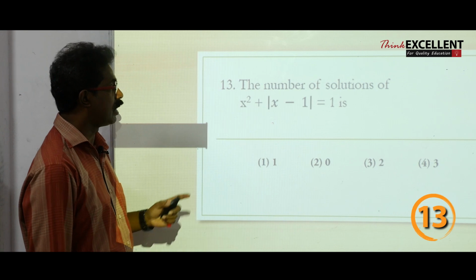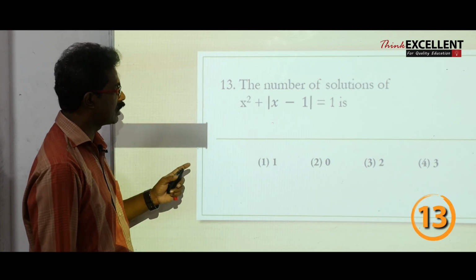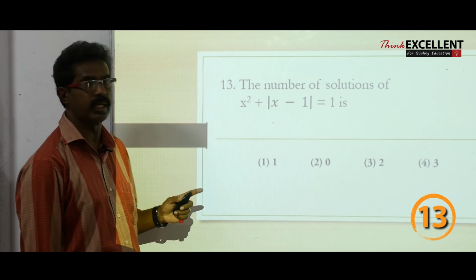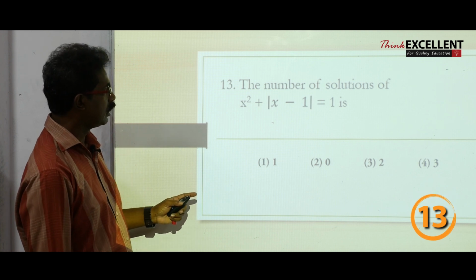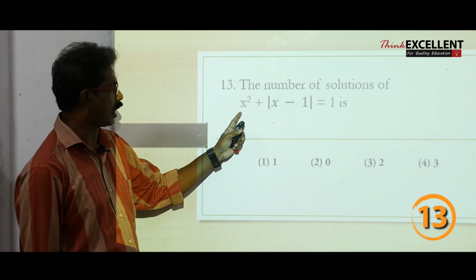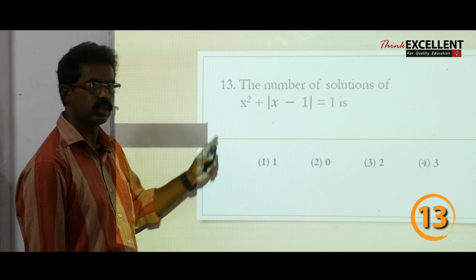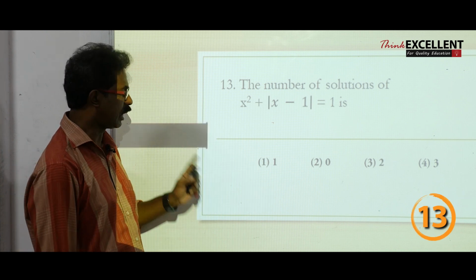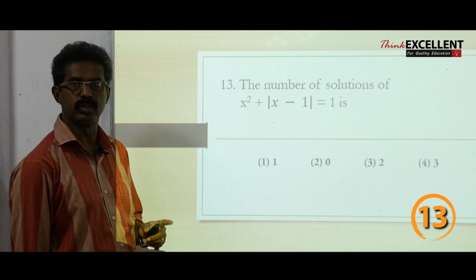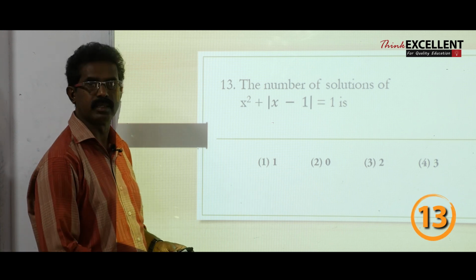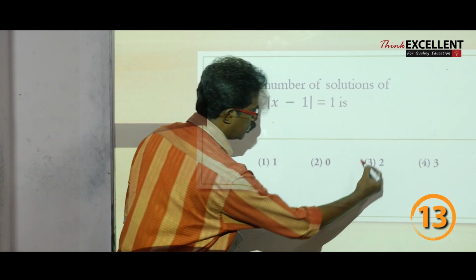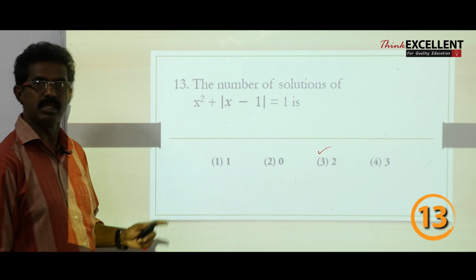13th question. The number of solutions of x square plus x minus 1 equal to 1. You know, it is a quadratic equation, x square. No other higher term is there. So, it is a second degree equation. Second degree equation means the number of solutions will be 2. So, the correct answer is the third option, it is 2. So, the number of solutions is 2.